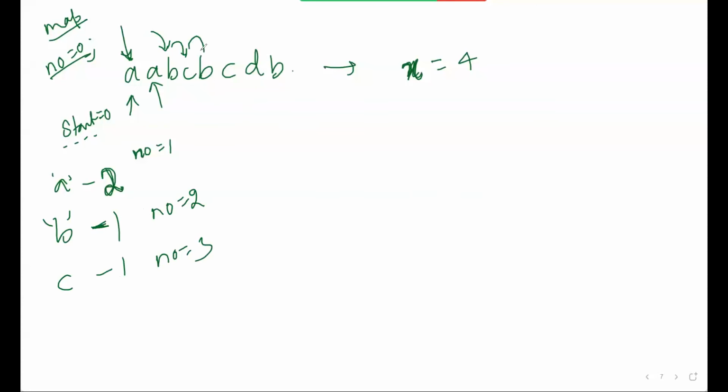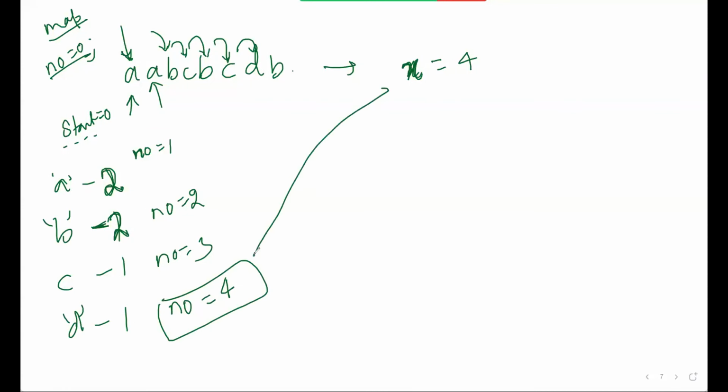Okay, again I go to B. So I'll update its frequency to 2. So the count of number will not be incremented. Again for C, no increment on count. When I reach this point D, what is happening now? Okay, so I found a new character, so I updated the number of distinct characters count also. It is 4. Now this value is equal to this X.